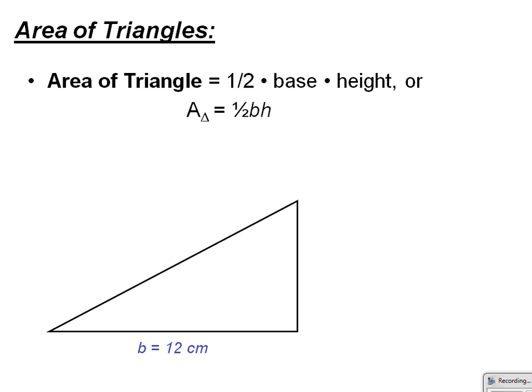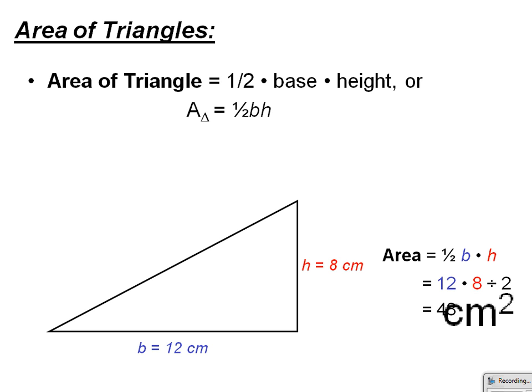Say, for example, in this triangle, if the base was 12 centimeters and the height was 8 centimeters, then in order to calculate the area, we just use our formula. Area equals 1/2 base times height. So area equals 1/2 times 12 times 8. Divide 12 times 8 by 2 and we get 48. And remember that our units have to be square units, so 48 square centimeters.